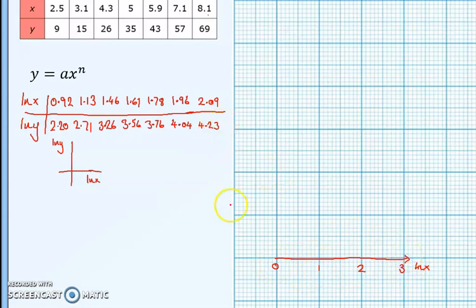What do I have to do? I have to get to 4. 0, 1, 2, 3, 4. Let's go a bit higher because it goes to 4.23. Now what I would say is some people want to use really complicated axes. Don't. Pick a really easy scale. You're the one who's going to have to use it. So I'm going to plot my points.